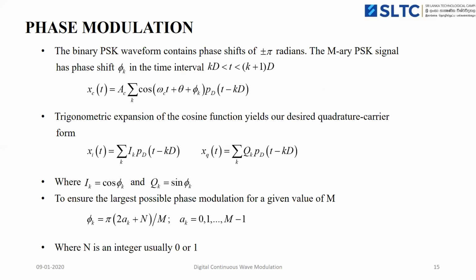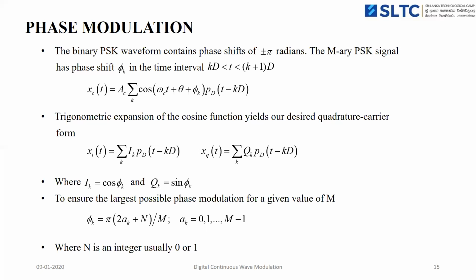Next we are going to discuss another type of digital continuous wave modulation, which is called phase modulation. This is not analog modulation; it is digital modulation because we are using digital rectangular pulses. We can see the binary PSK waveform, which contains two phase levels, either plus pi or minus pi. It has only two symbols, one symbol maintaining plus pi radians, another maintaining minus pi radians.